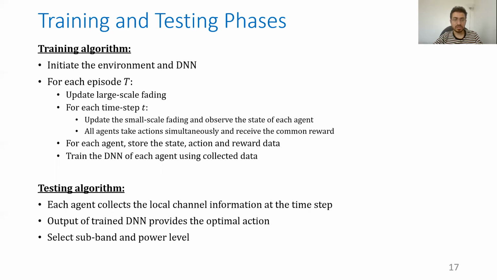This state, action, reward, next state tuple is stored in memory and is used to train the deep neural network. During the testing stage, each agent collects its local CSI, and based on that, it uses the trained neural network to select the optimal action.